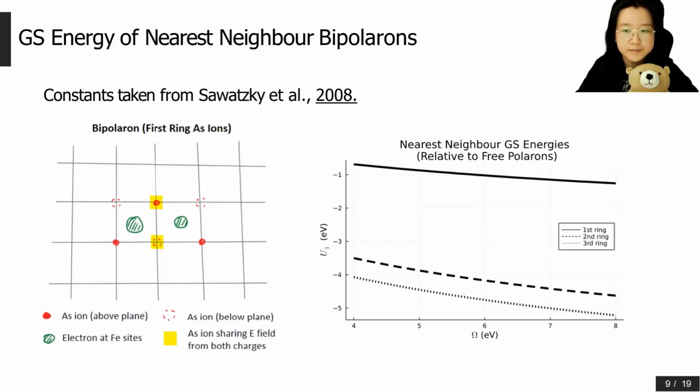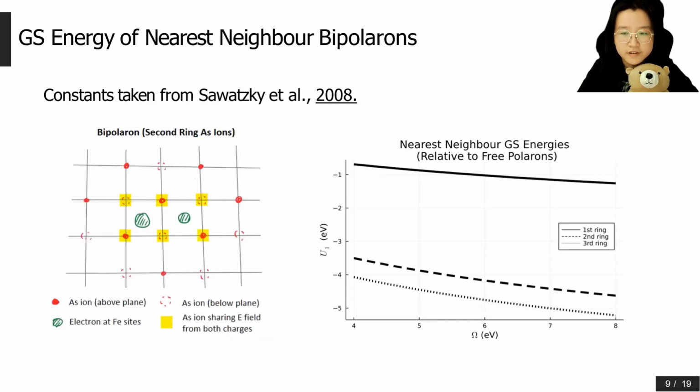from both charges. On the right, we graph the ground state energy of the bipolaron relative to that of two free polarons across a range of values, where the omega on the x-axis is the gap between s and p orbital taken from band structure calculations in literature. And we find that for this configuration, the bipolaron has a negative energy of -1 electron volts lower than two free polarons, indicating that this is indeed an attractive interaction.